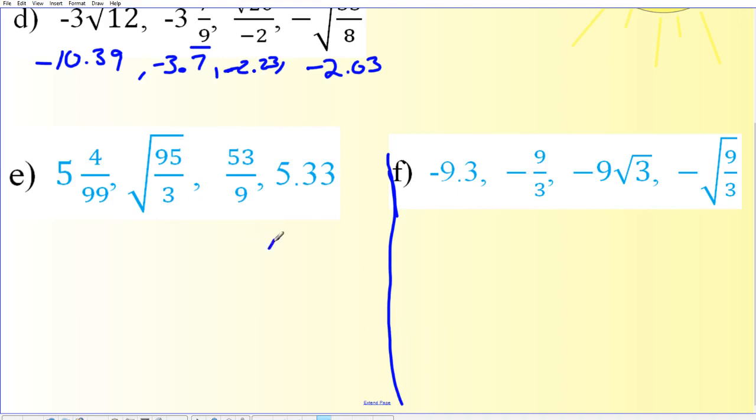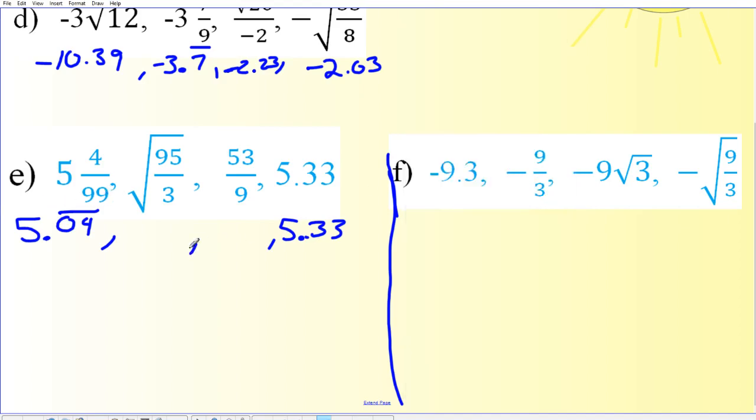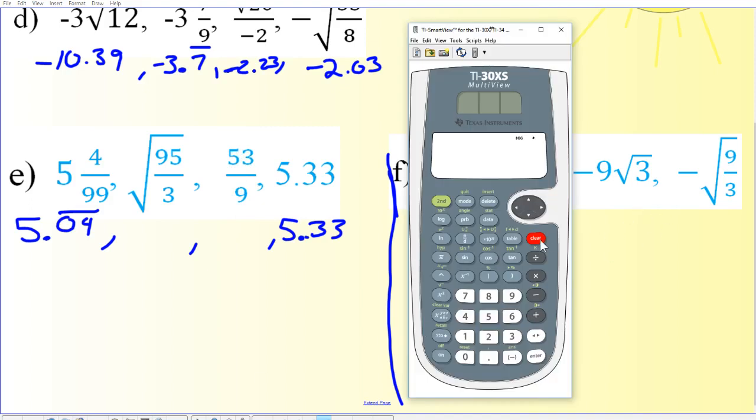So I see here this is already a decimal, so I'm just going to copy it down. I know what this is because I'm a smart individual. This is 5.04 repeated. Check this out. 4 divided by 99 is 0.040404. I knew it was going to be a repeated decimal because it was over 99. Just like I know that this is going to be a repeated decimal because it's over 9. Now, I could figure out what it is, but let's calculate it.